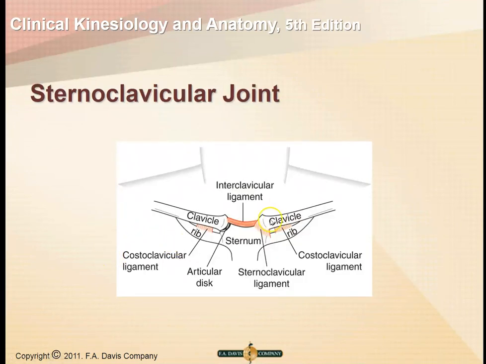So we can see with this image here, we have our interclavicular ligament between the two clavicles, our sternoclavicular between the sternum and the clavicle, the manubrium of the sternum, and then our costoclavicular between the first rib and the clavicle.